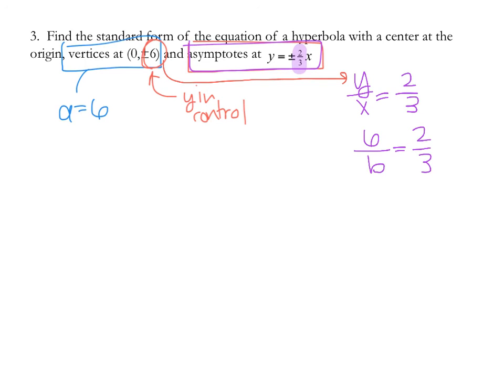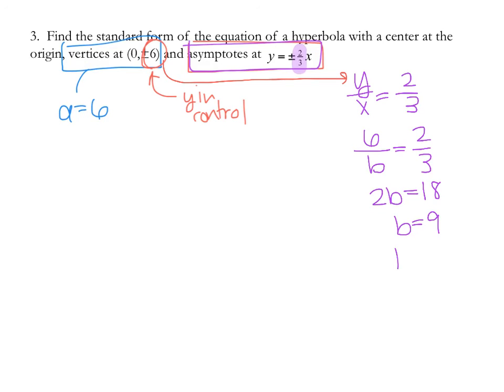You can just take that fraction, plug in the number they gave you. Since y is in control, we can put the 6 in the y spot. If x were in control, we would put the number they gave us in the x spot. So you just have to pay attention to that. And then we're just cross multiplying and solving. We get 2b equals 18, which means b equals 9.